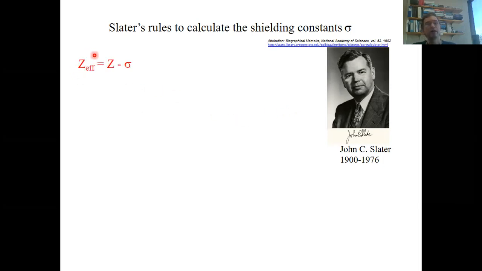Okay, so the idea is that we can calculate an effective nuclear charge from the shielding constant, and the effective nuclear charge would be nothing else but the real nuclear charge of the atom minus the shielding constant.